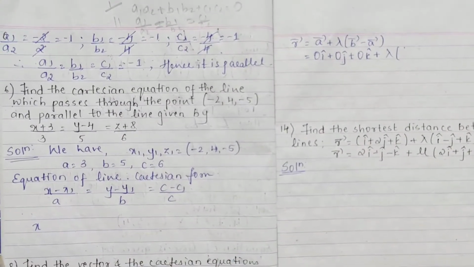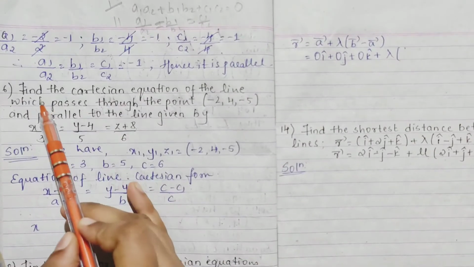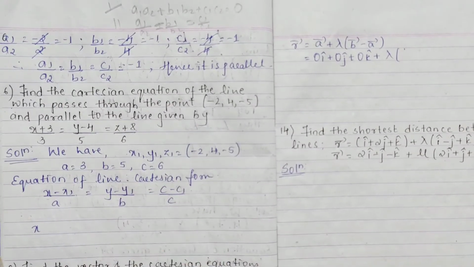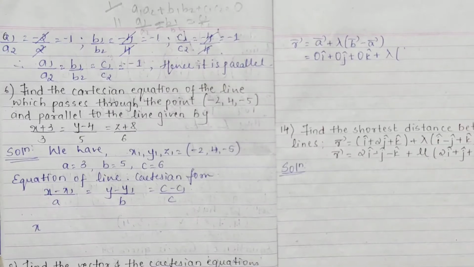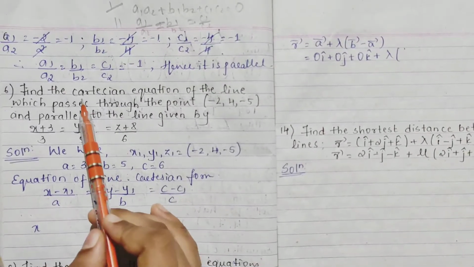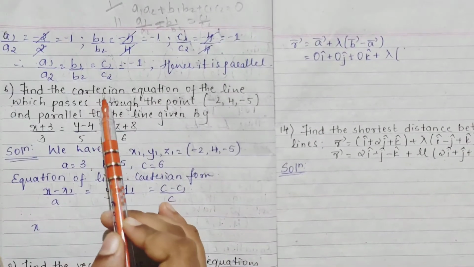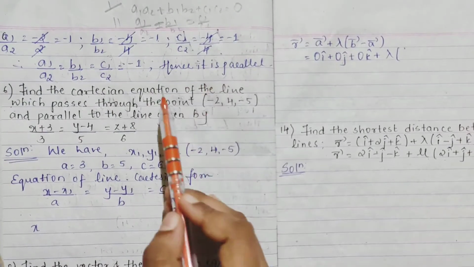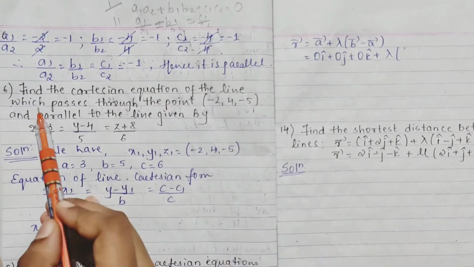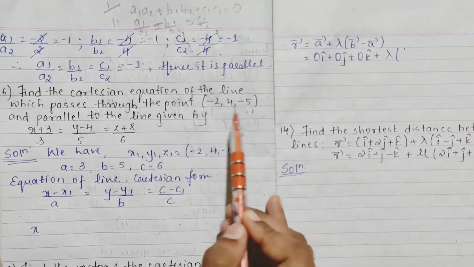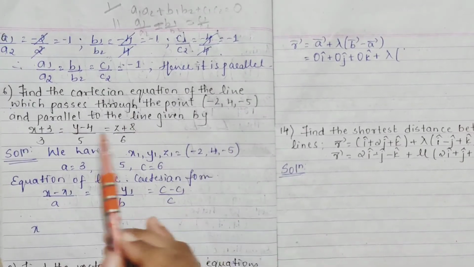Read the question properly, then proceed to solve. They are telling us to find the Cartesian equation. So remember, you have to find the Cartesian equation. Now here again it will be a question, Cartesian equation of which? So read further. Equation of the line which passes through the point. One point they have given, and parallel to the line.